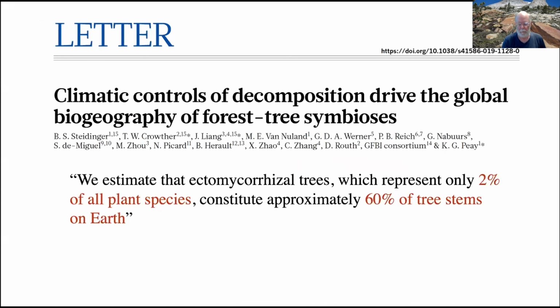And this paper that diagram came out of, I really like this quote. They say, we estimate that ectomycorrhizal trees, which represent only 2% of all plant species, constitute approximately 60% of tree stems on Earth. How can that be? Well, it's because they've colonized the dominant tree species in the temperate zones. And so they really own the temperate zones. And there, the diversity of trees is not huge, but the number of stems is.